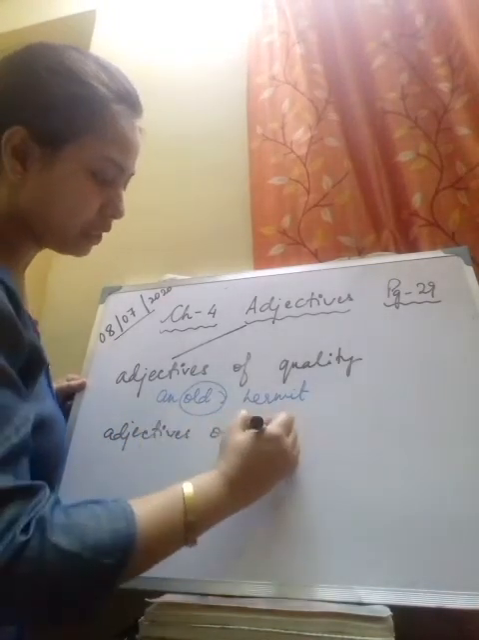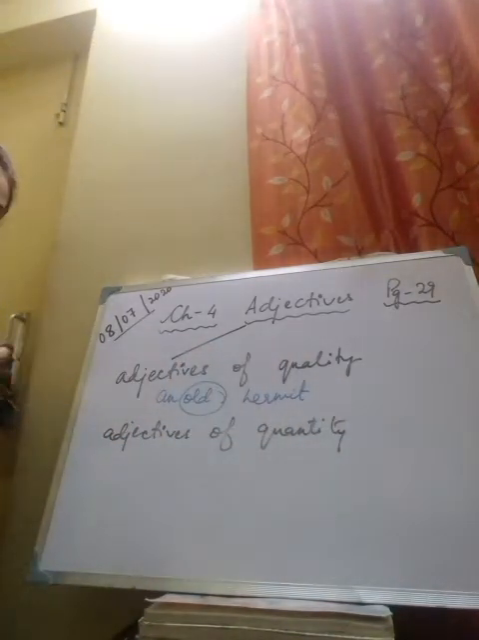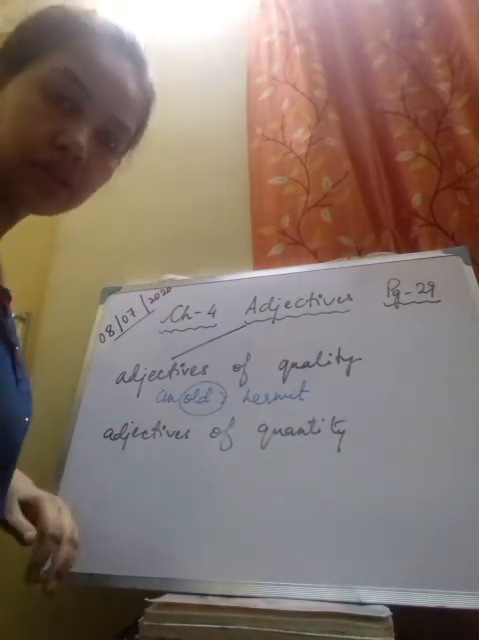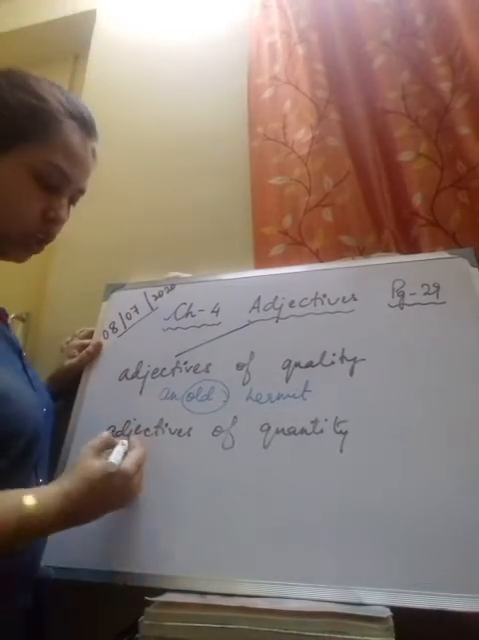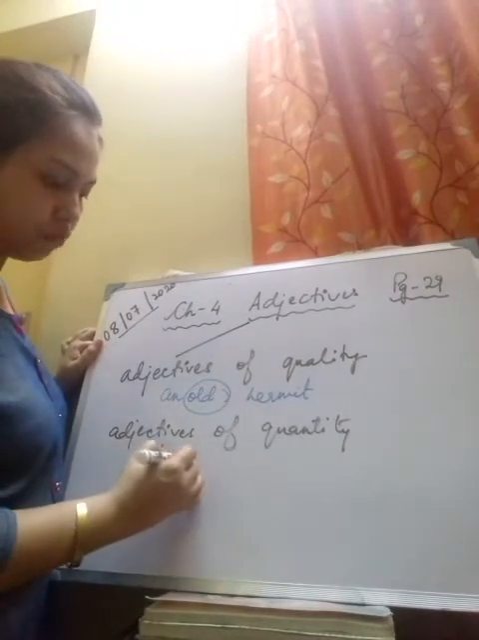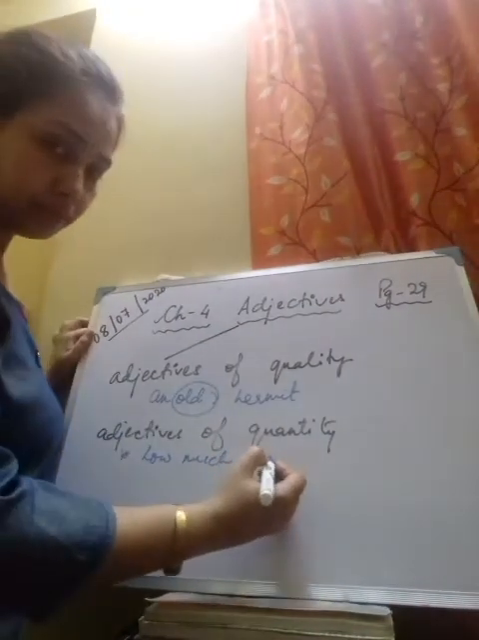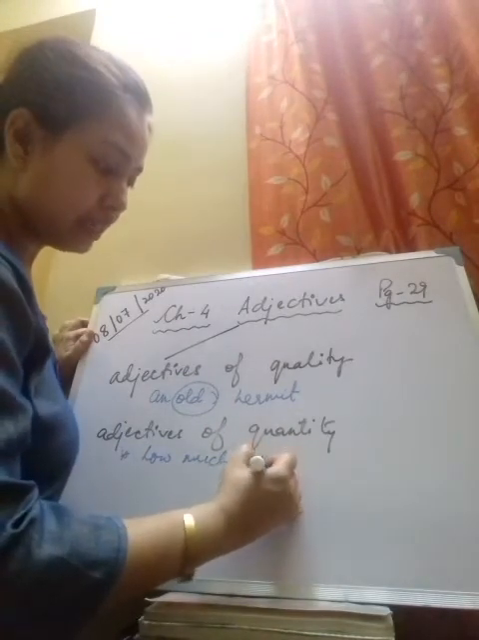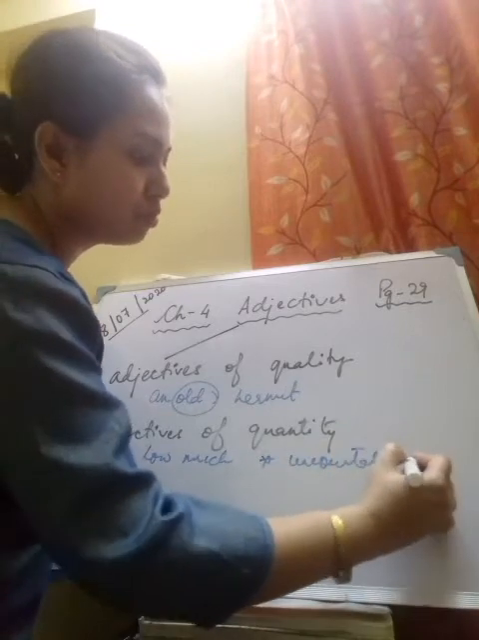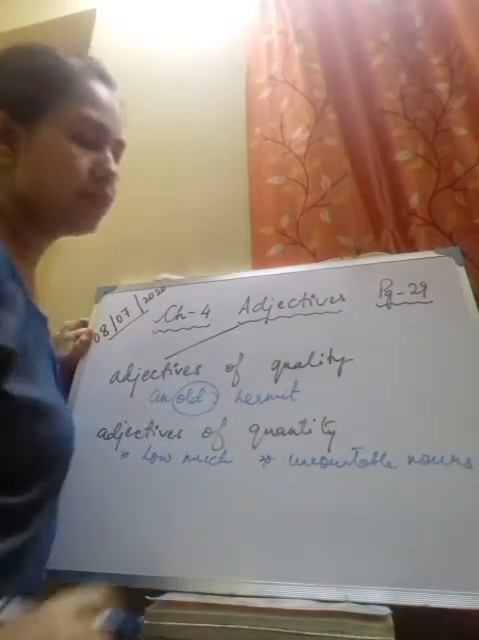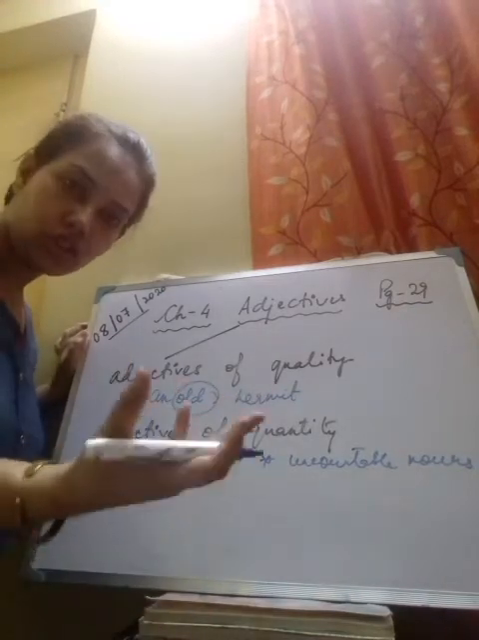quantity. Adjectives of quantity are those adjectives that talk about how much of something. So one is how much, that is one important thing. Another is, it is used for uncountable nouns. These kinds of adjectives describe uncountable nouns because they talk about how much of the noun.